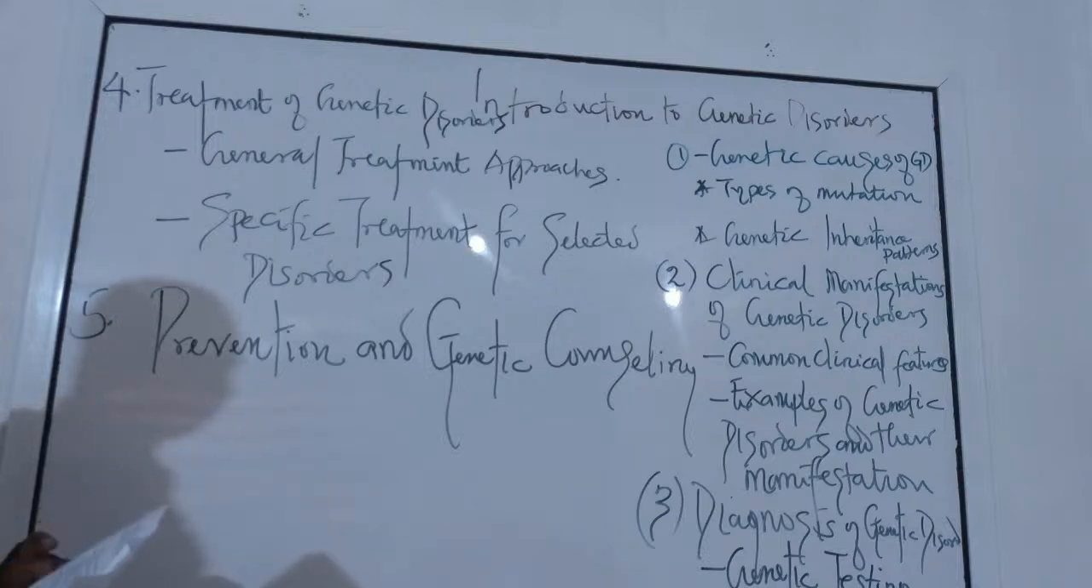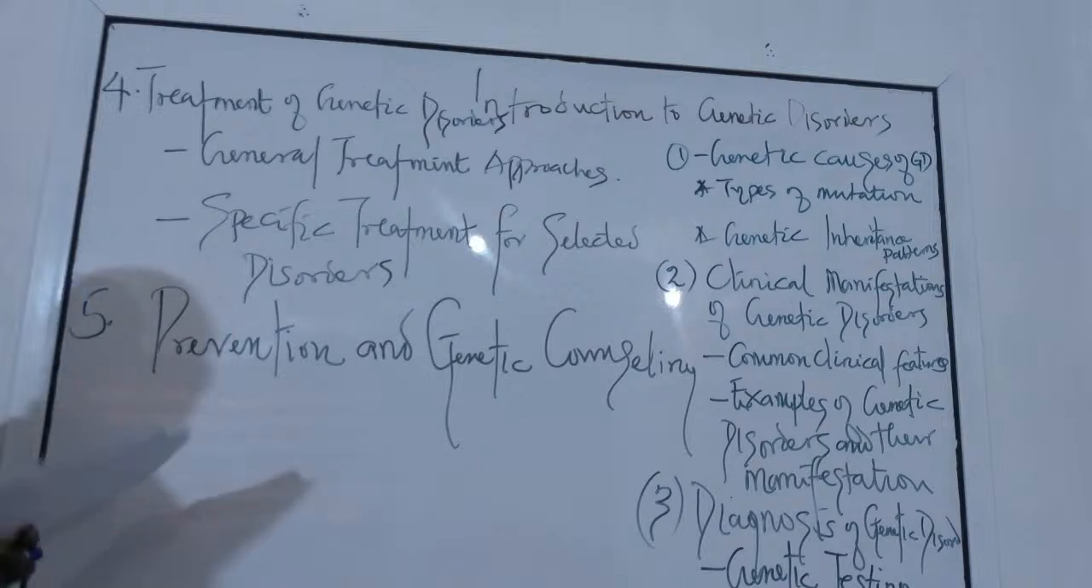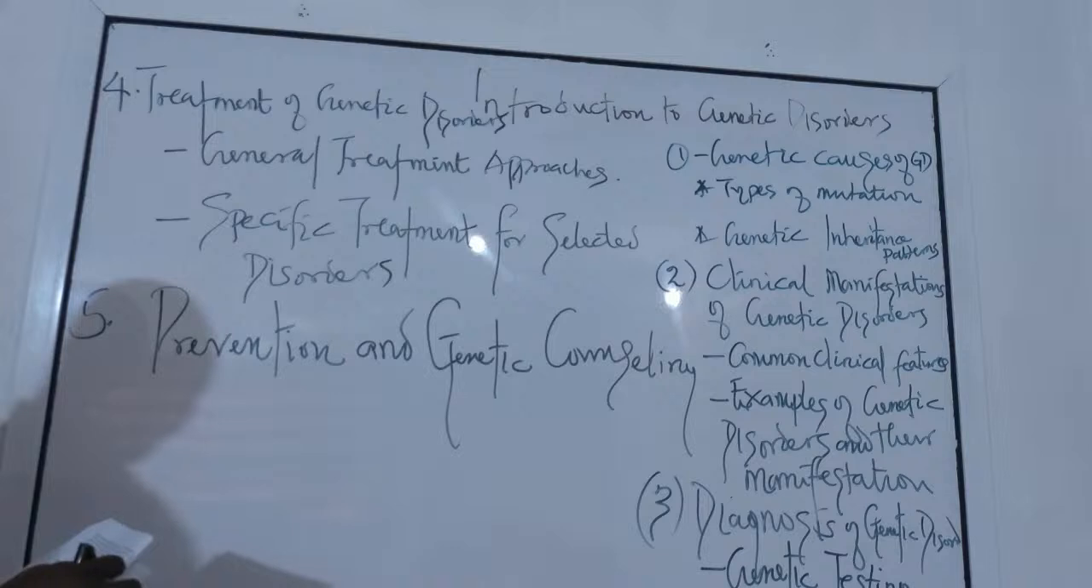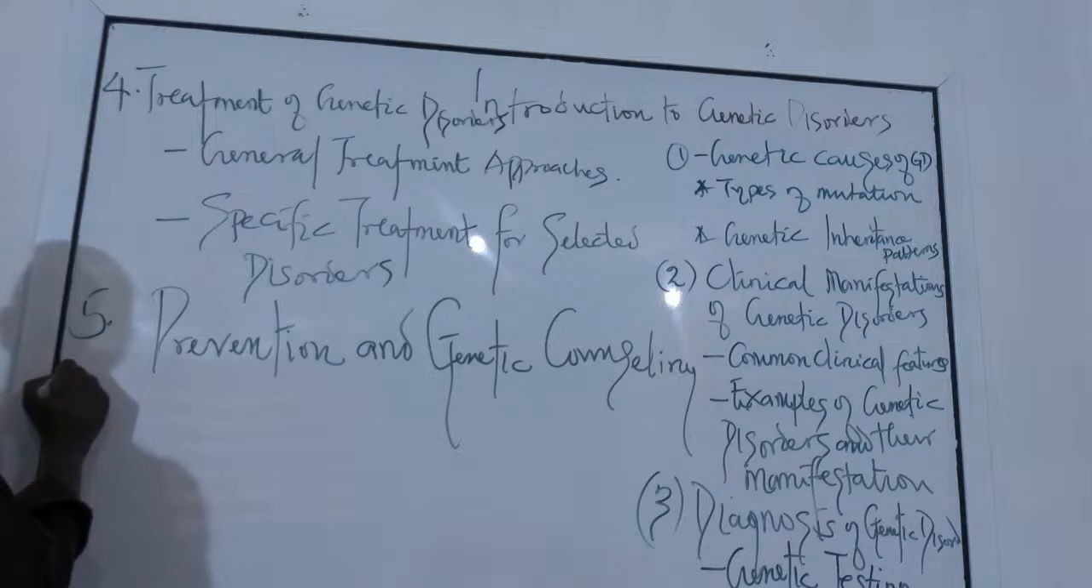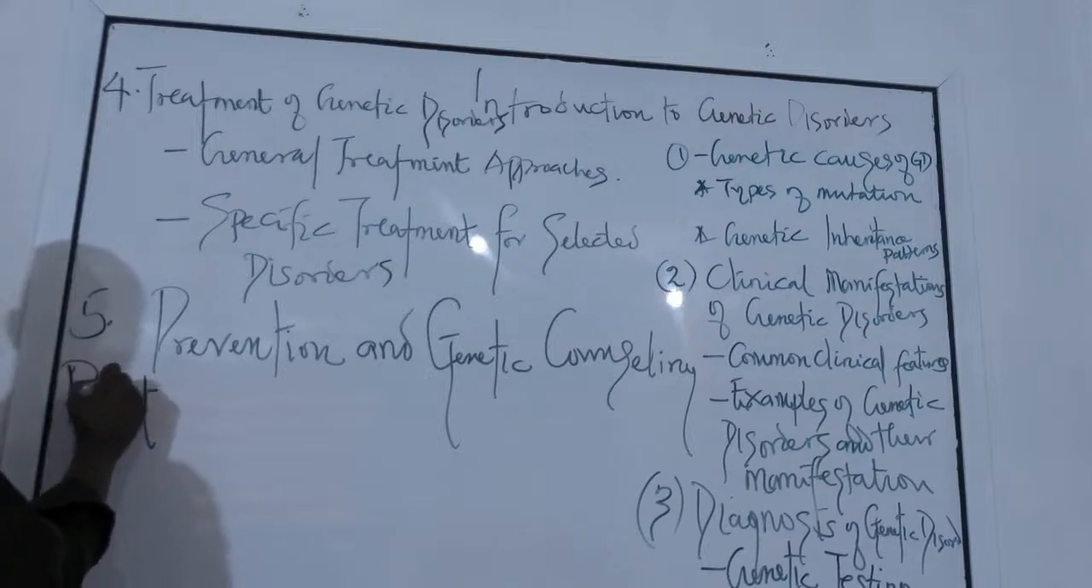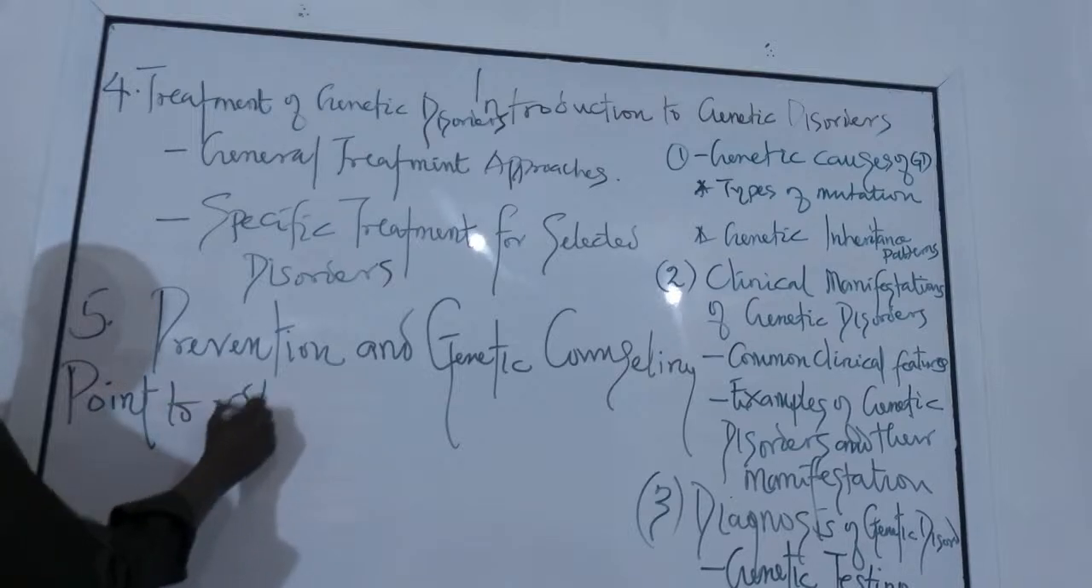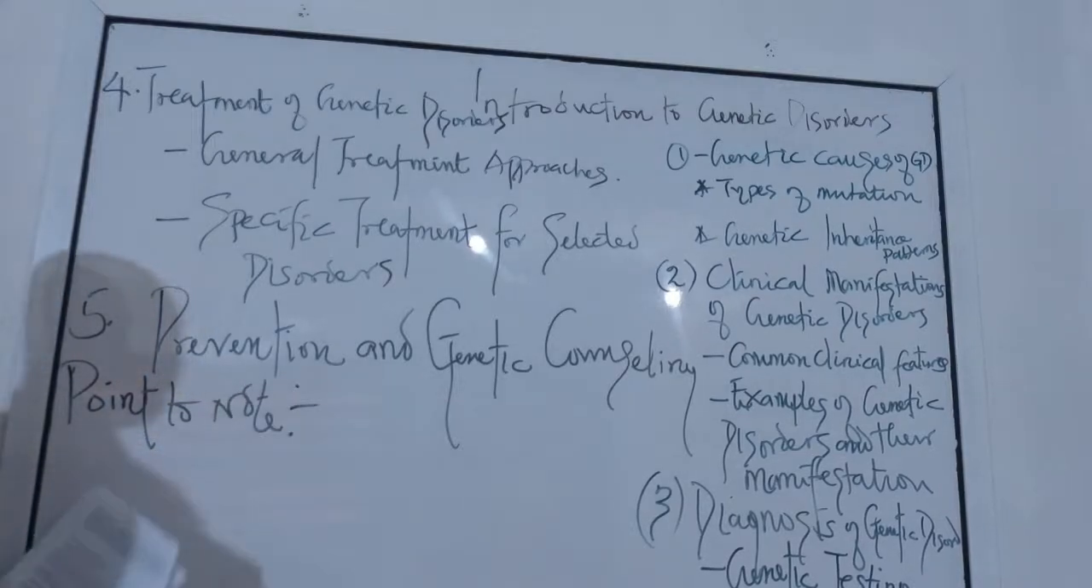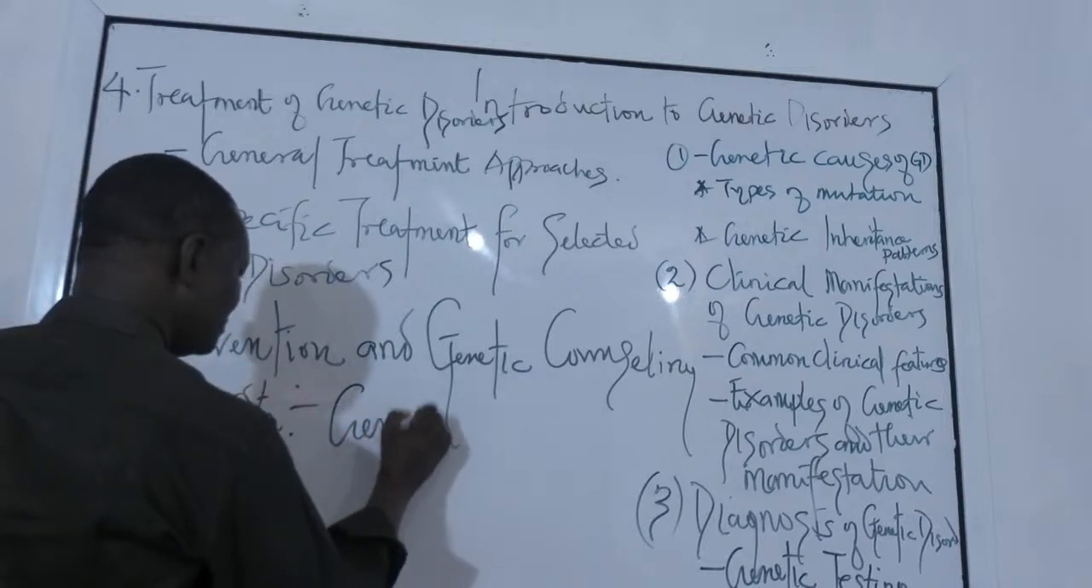The first one is genetic causes. We'll look at point mutation as well as genetic inheritance pattern. Then we are going to look at clinical manifestation of genetic disorders, which include common clinical features, examples of genetic disorders and their manifestation. But whichever one, there are very big points that I want you to note here. Very, very big points.